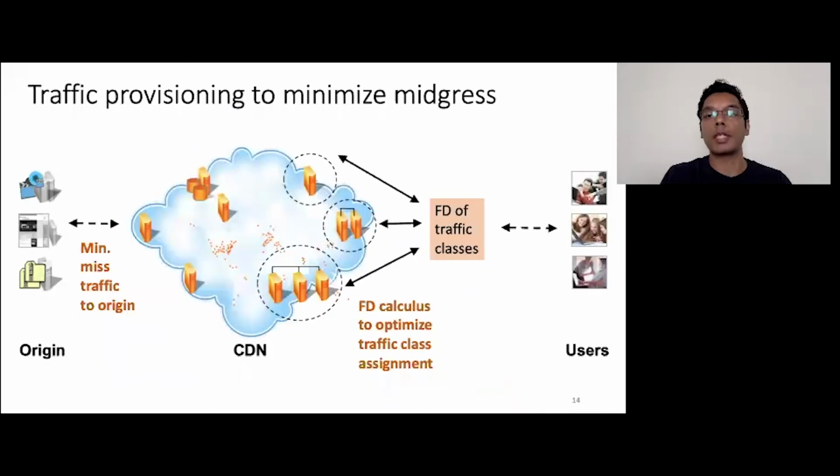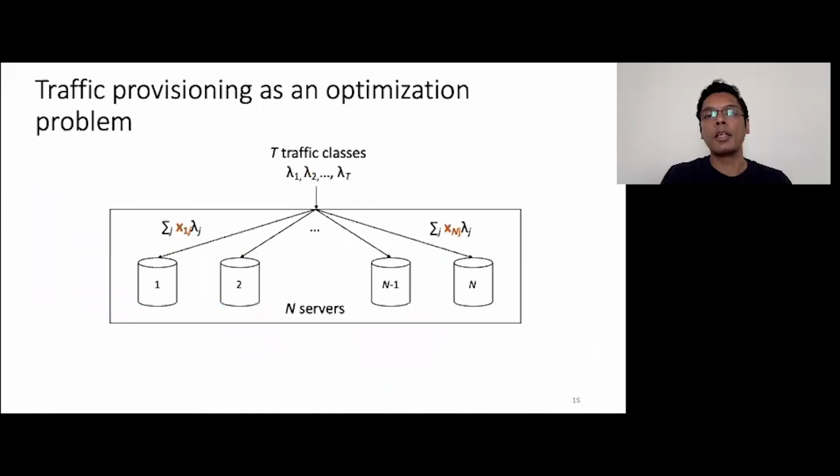Now, getting back to our problem setup. So how can we use footprint descriptors to optimize traffic provisioning? We use footprint descriptors in two places. First, we compute the footprint descriptor for each traffic class, and then we use that to obtain both the miss rate curve and the eviction age functions for those traffic classes. And second, we use the footprint descriptor calculus to compute the midgress of different traffic class assignments in a server. And then we can add those midgress values to give us the midgress of the entire network. Now, let's look at a pictorial representation of the optimization problem. Hopefully, this will clarify things even more.